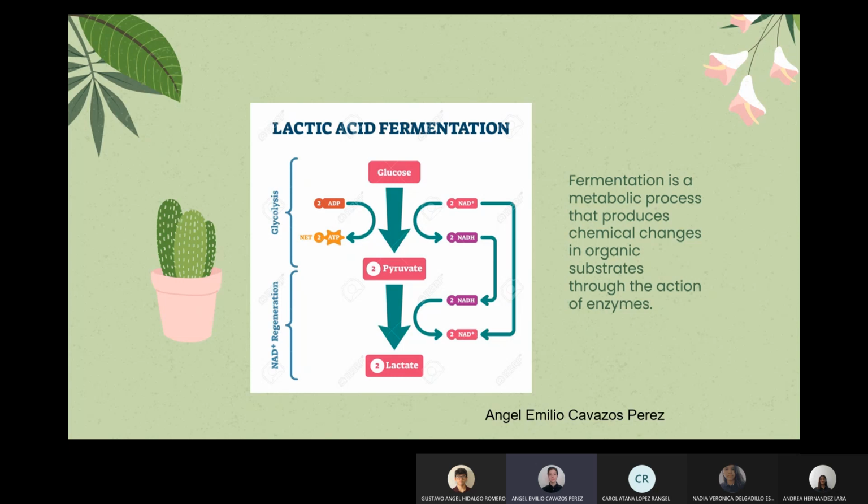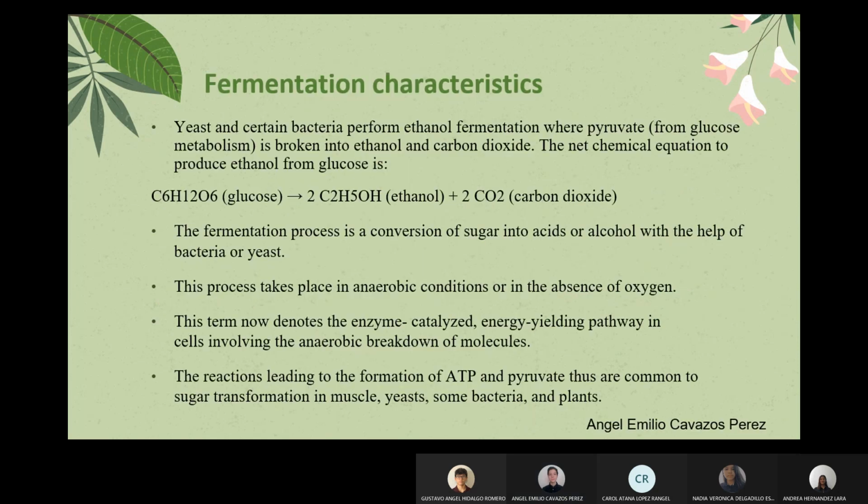Lactic acid fermentation. Fermentation is a metabolic process that produces chemical changes in organic substances through the action of enzymes. Fermentation characteristics. Yeast and certain bacteria perform ethanol fermentation, where pyruvate from glucose metabolism is broken into ethanol and carbon dioxide. The net chemical equation to produce ethanol from glucose is C6H12O6, that is glucose, which is converted to 2C2H5OH, that is ethanol, plus 2CO2, which is carbon dioxide.